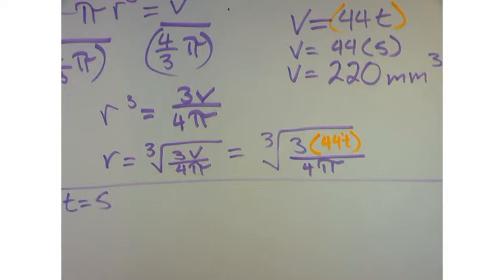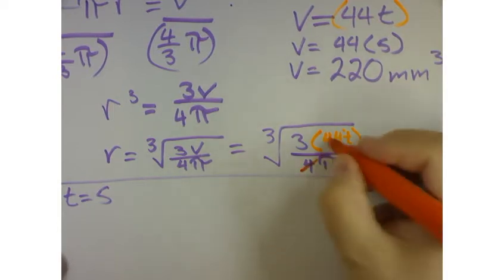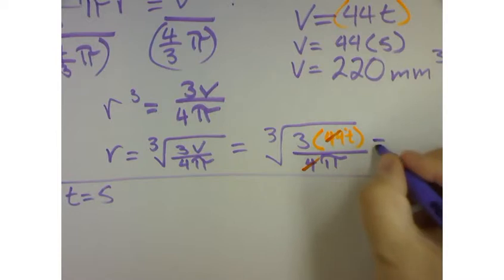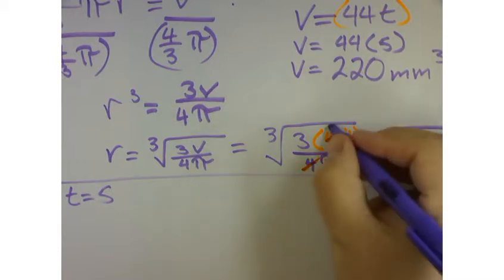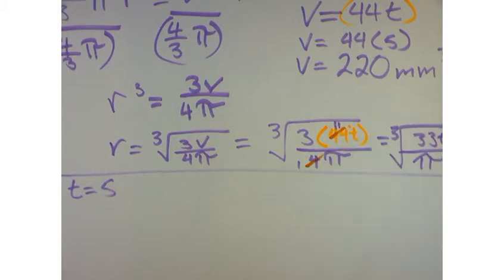But you know what? I was looking, and I said, this looks a little messy. Could I clean that up a little bit? Can I simplify some things in there? Yes, Mr. Adams. Could I do this? Because 44 divided by 4 is the same as the cube root of 3 times 11, because this is 11, and then this is 1. So I could say 3 times 11 is 33t all over pi. Would that be the same?